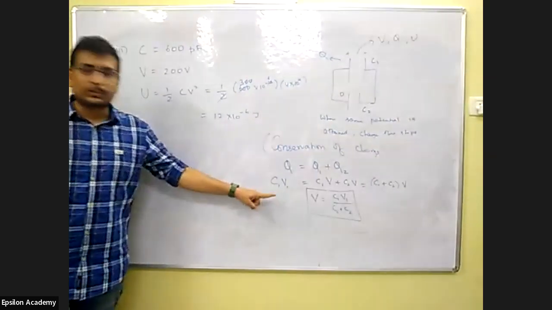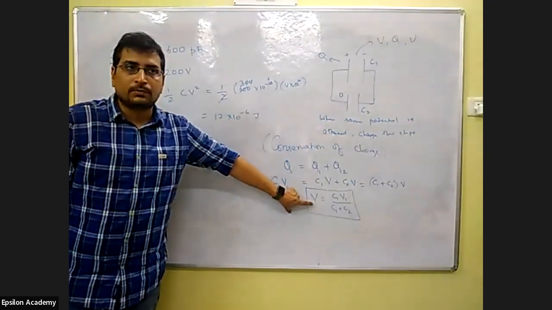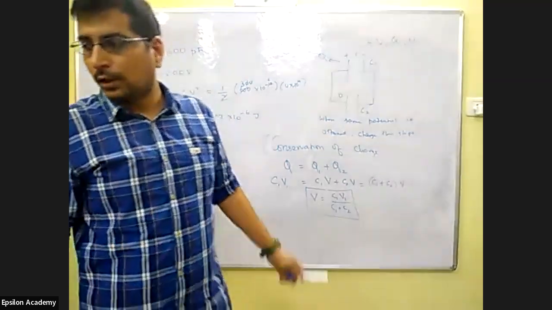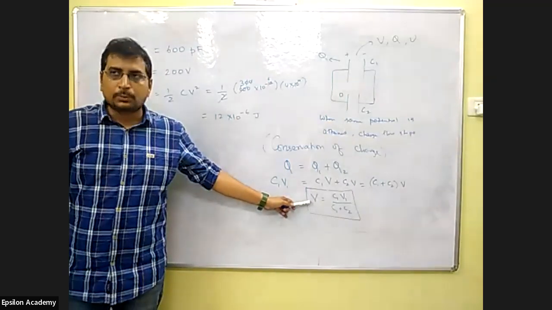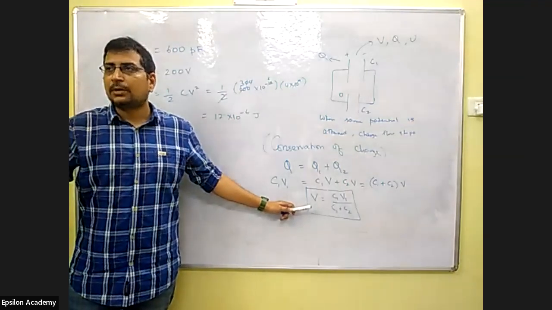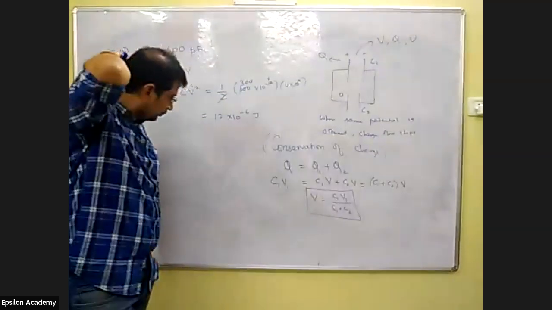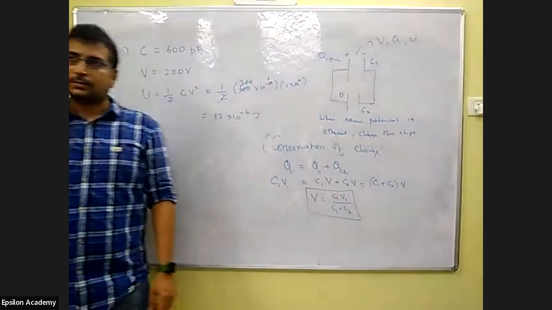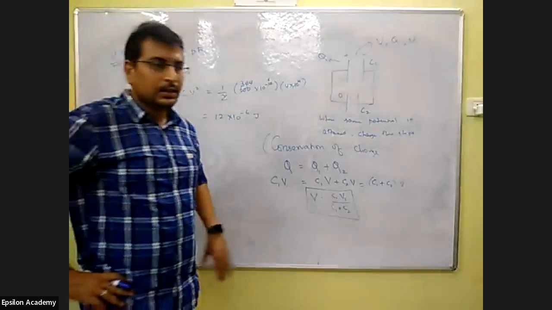This concept is actually called the derivation for attaining common potential when charged and uncharged capacitors are connected. So what is this potential called? Common potential. So this is the formula for common potential when a charged and uncharged capacitor are connected. Derivation for common potential when charged and uncharged capacitors are connected.